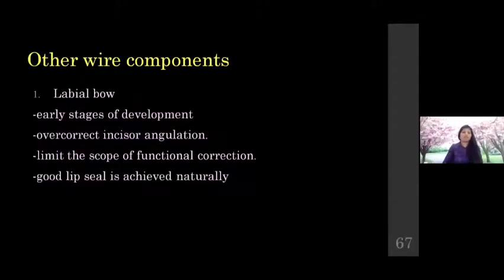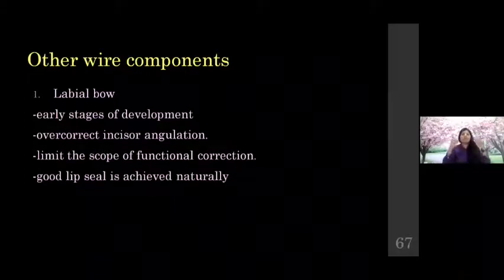What are the other wire components which you can incorporate? Labial bow. Labial bow has certain clauses when you want to incorporate. If you're incorporating labial bow, can I give my expansion screw or not? No, you can accommodate both labial bow and expansion screw together.